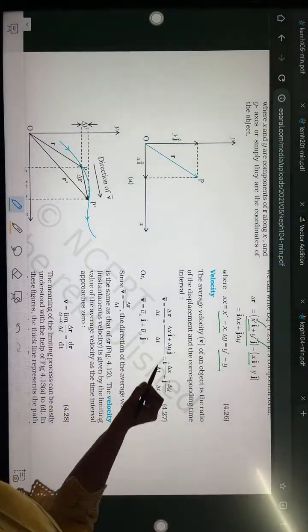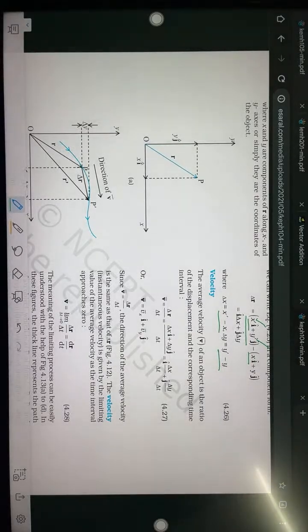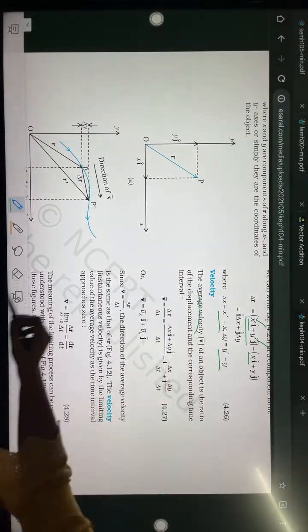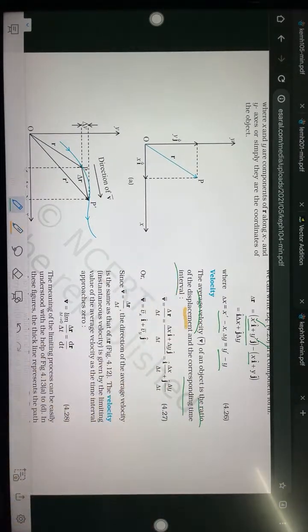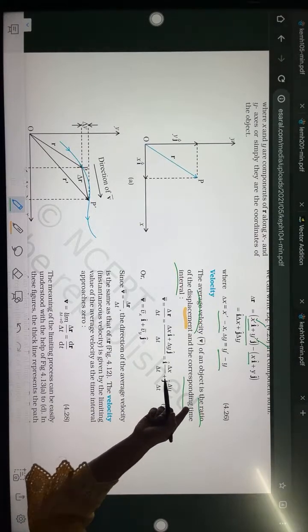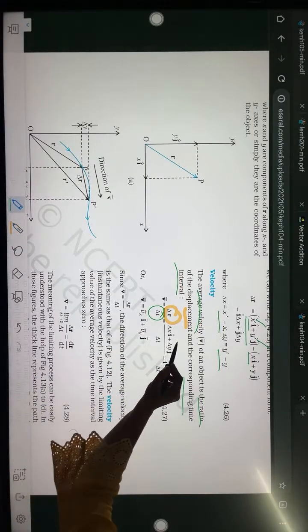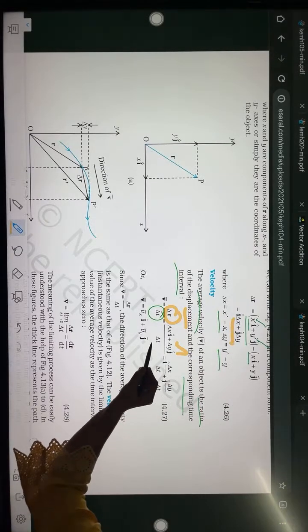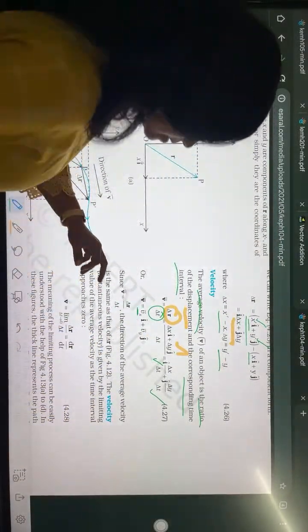So next we'll see the velocity. What is the velocity? You know that? The rate of change of displacement, right? That is the velocity. Here it says the average velocity is the ratio of the displacement and the corresponding time interval. This is the ratio of the displacement with respect to time. You know delta R is this one. Delta R by delta t is delta x by delta t into i cap and delta y by delta t into j cap. What is delta x by delta t? That is the velocity Vx.